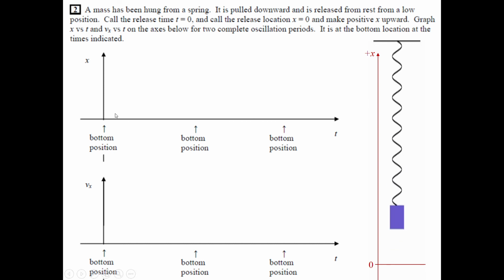And here on the time axis, I'm showing when we released it, it was at the bottom position. Sometime later, it's again at the bottom position, and sometime later still it's at the bottom position. If you fill in that, you'll have done 2 complete oscillations. Same thing on the Vx versus t graph. We're going to try to make a graph of what Vx is as a function of t for this particular case. So what I want you to do is take out your worksheet.